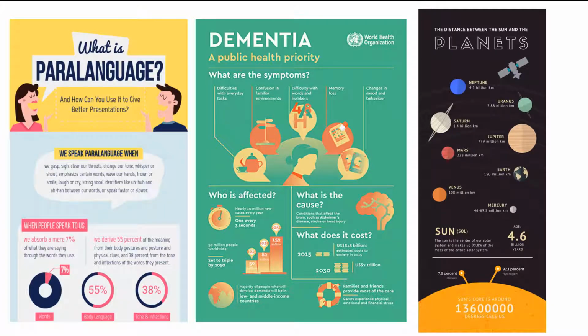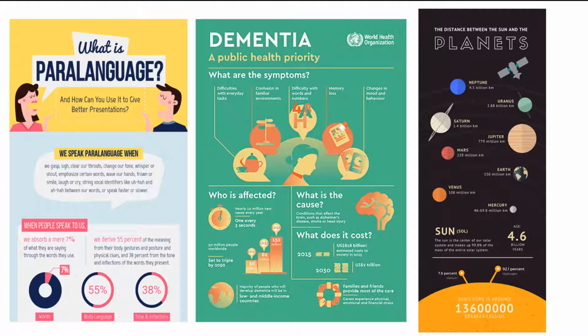These are some examples of infographics. They're basically a way of taking information, taking content, and organizing it or presenting it in a graphical or visual way. So these are three different topics. One is paralanguage, one is dementia, and one is the planets. And you can see they've all been turned into infographics, which are often turned into posters, online posters that you would post online or ones you'd actually print out and put in a notebook, in a classroom, what have you.